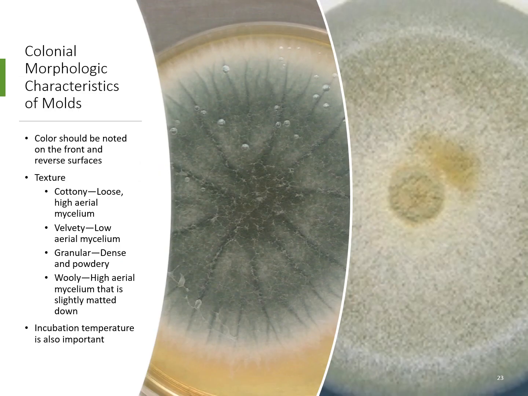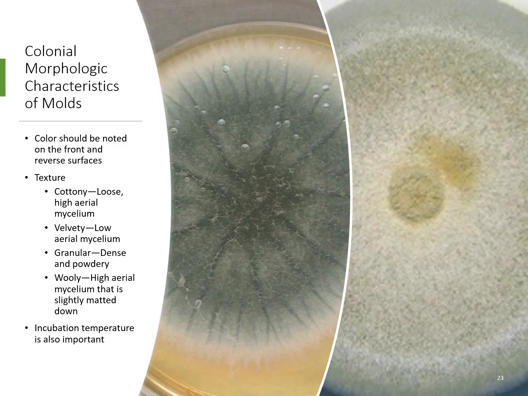So we talk about the colony morphology. Again, like I mentioned, you're looking at color. Does it appear green? Does it appear orange? And you will look at this on both sides of the plate. We also look at texture. Does it look like cotton? Is it real loose? Is it velvety? Does it have a granular look to it, or is it really woolly?